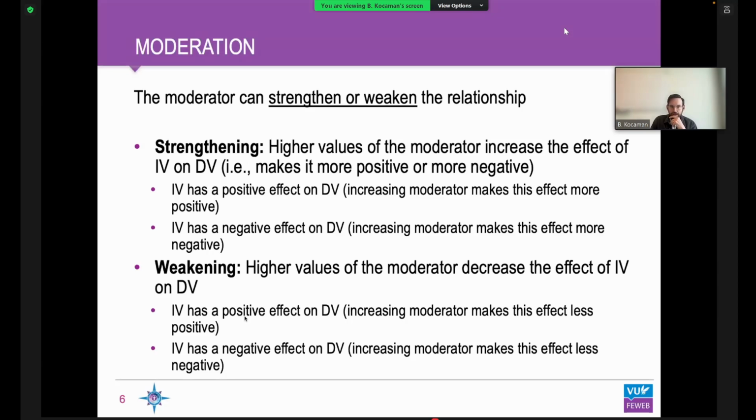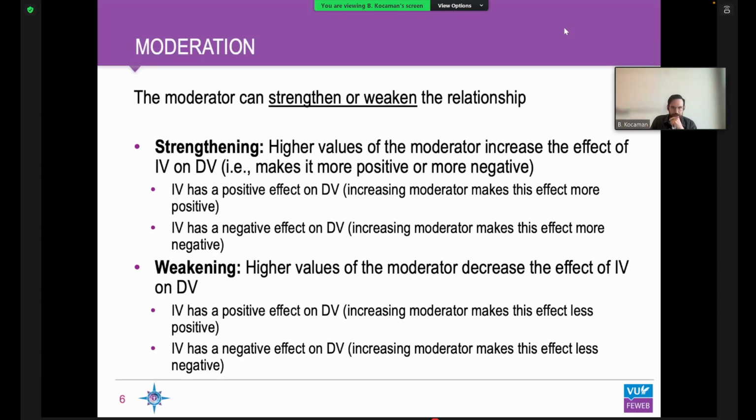And of course, the meaning of less intense depends on the main effect of your independent variable on your dependent variable. If it is negative, then less intense means that this is actually less negative, right?